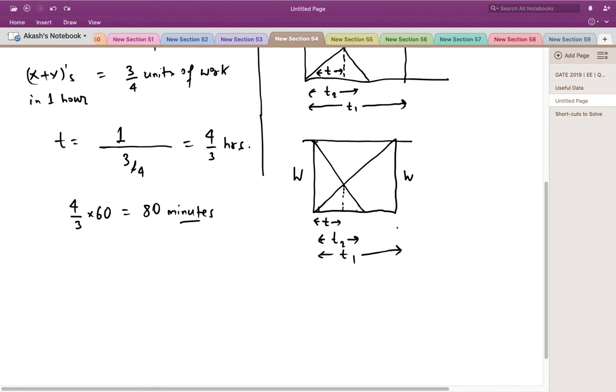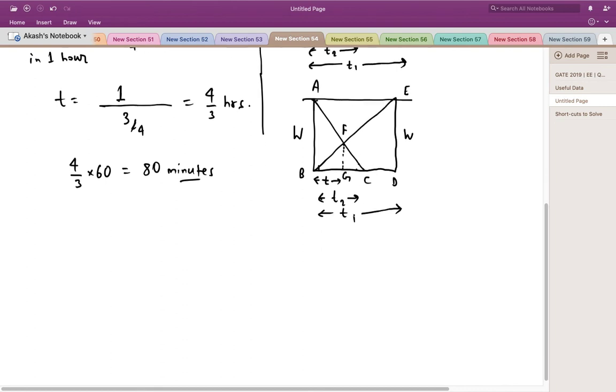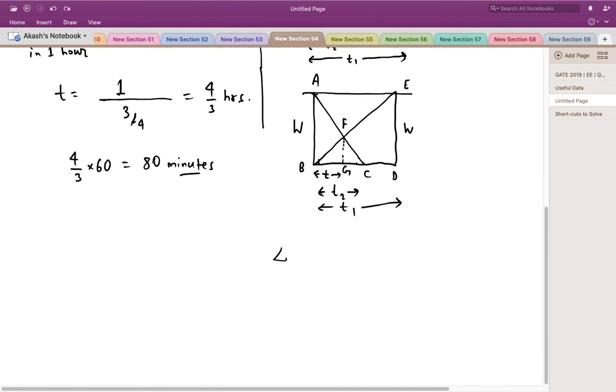Let's first name the triangles. Now we can observe that triangle ABC and triangle FGC are similar, since they have a common angle and a 90-degree angle, which means that their sides are proportional. That is, W upon FG would be equal to the time taken T2 upon T2 minus T.